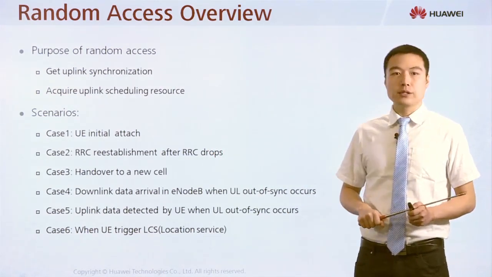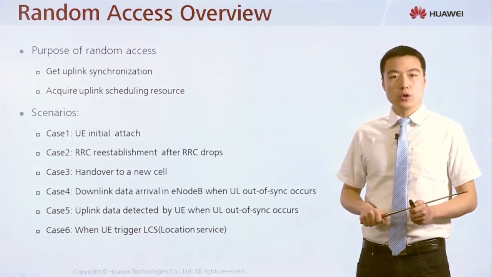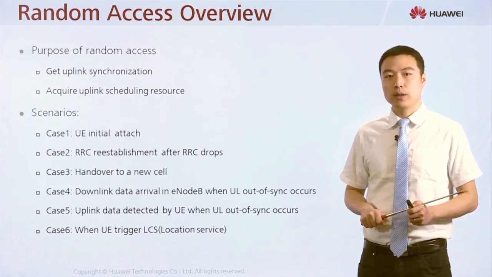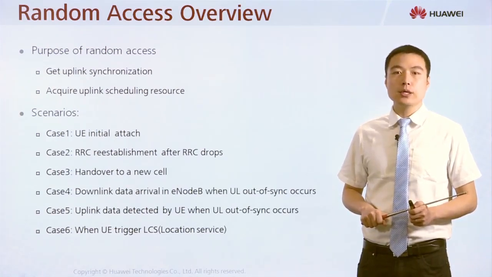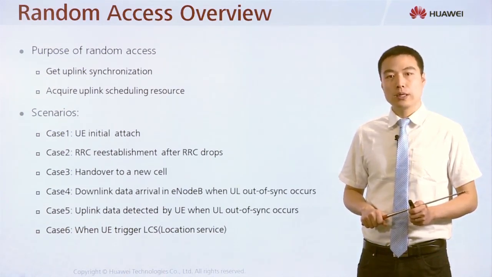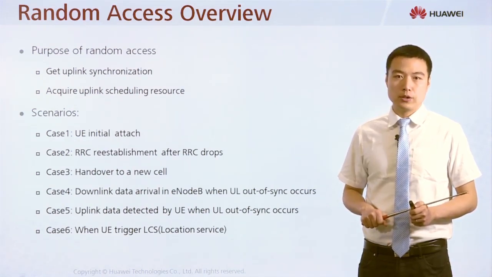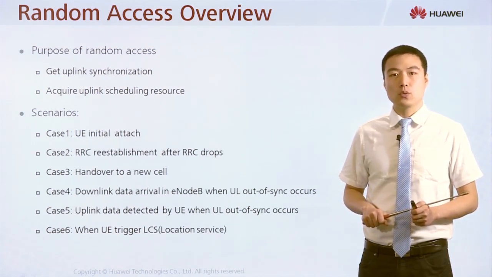Actually, the random access here is used for the access. UE will use these procedures to set up a connection with the network. Before the random access, UE has no connection with the network. UE stays in the idle mode. UE cannot send any message to the network. After the random access, UE builds a connection with the network, and the UE can send messages to the network. UE stays in the connected mode. Random access procedures help UE to build connections with the network.